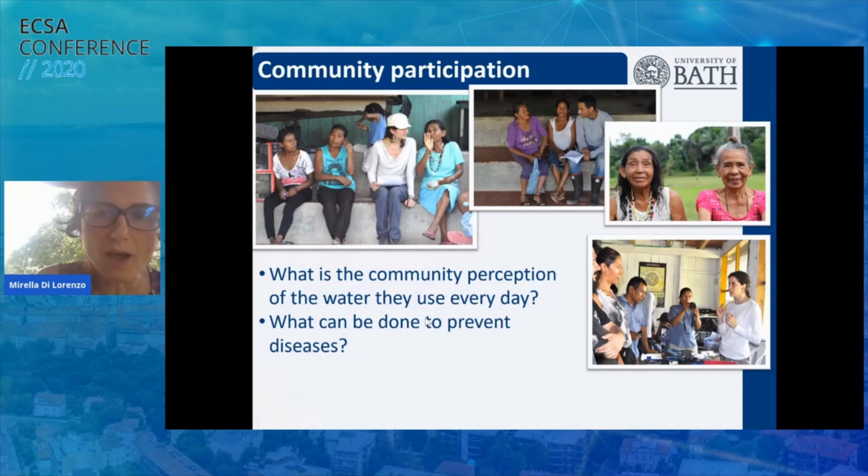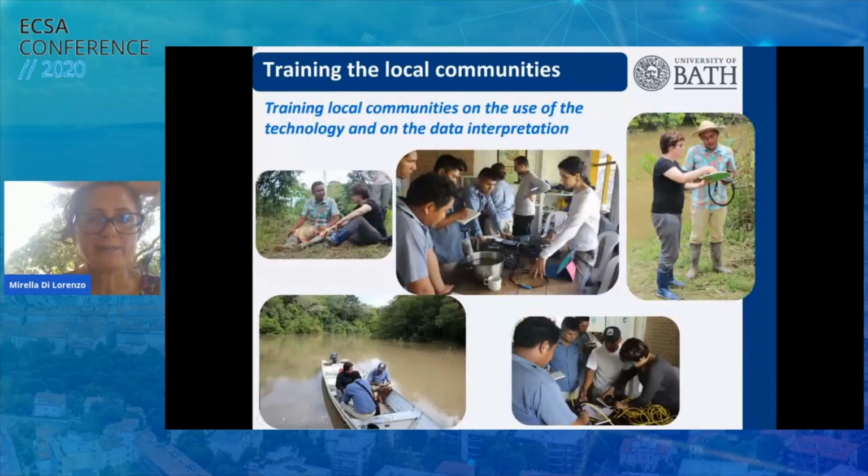So all our initial activities with the communities were about understanding their perception of the water that they use, whether they believe that the water is contaminated, whether they believe that the malformation of babies is due to the consumption of the water, that the problems in the belly are caused by the water, and also to understand what their perception is on how this problem can be prevented. So what causes the risk, and how it can be prevented. And then, of course, we've done a lot of training on the use of the technology itself, so how they can do the monitoring themselves, and what the data that they collect actually mean.